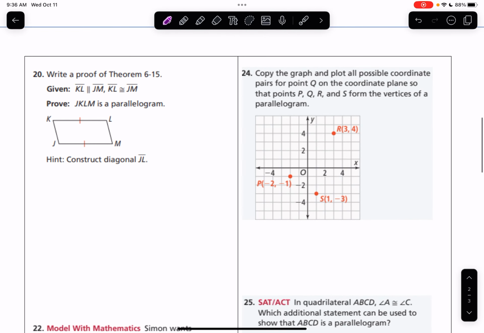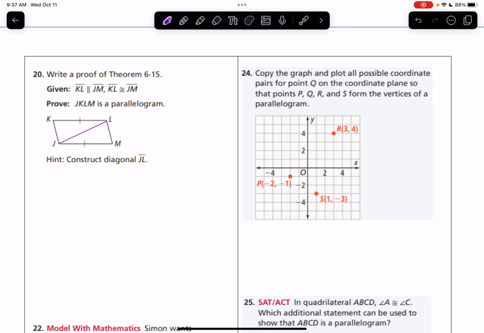Moving on, writing another proof. A proof of theorem 6-15, which tells us if we have one pair of sides that is both parallel and congruent, then the shape is a parallelogram. So here's one way to do it. They give you a hint. It says construct diagonal JL. And so I am going to do that. And once I do that, I can start my proof.